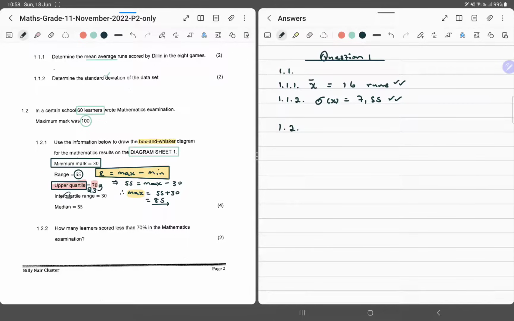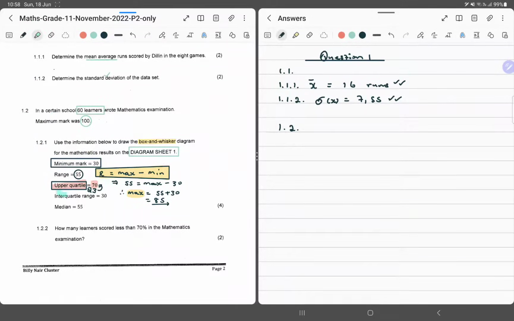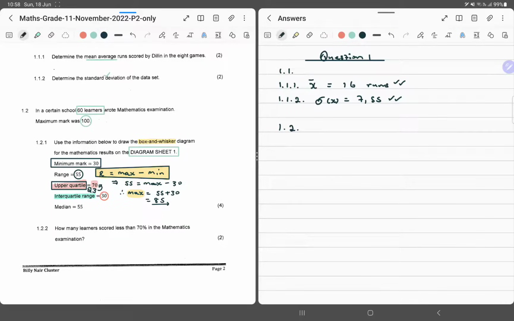And then we are told here the interquartile range. What is the interquartile range? The interquartile range is 30. So what is the interquartile range? It's basically Q3 minus Q1, IQR is Q3 minus Q1. And we can see here we didn't have the lower quartile.